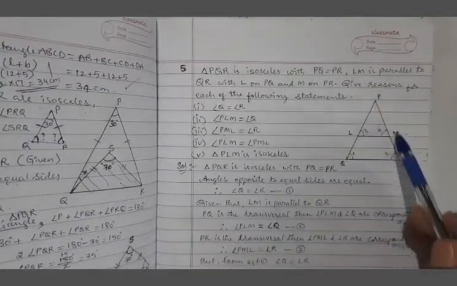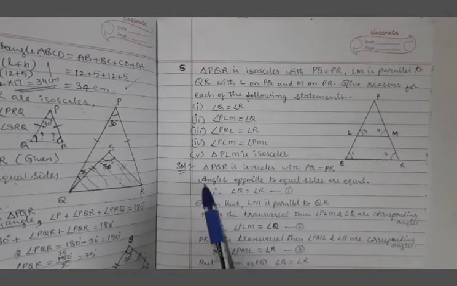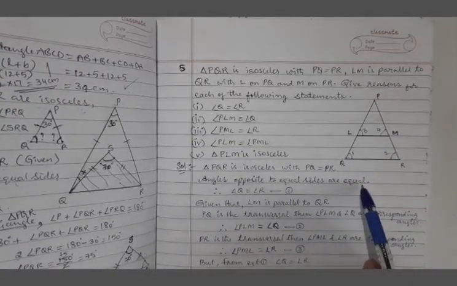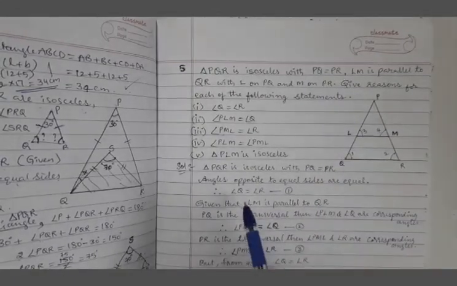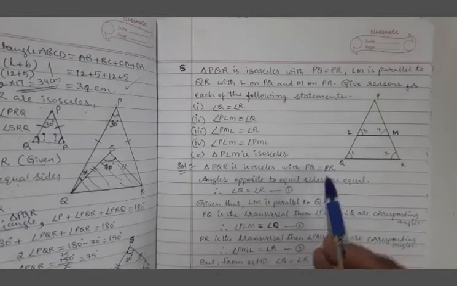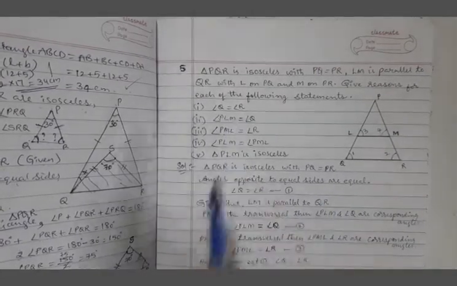In triangle PQR, angle Q is equal to angle R. Why? Because angles opposite to equal sides are equal. Given in the problem, PQ is equal to PR. Therefore, their opposite angles, PR opposite angle Q, PQ opposite angle R. This is the statement they asked.